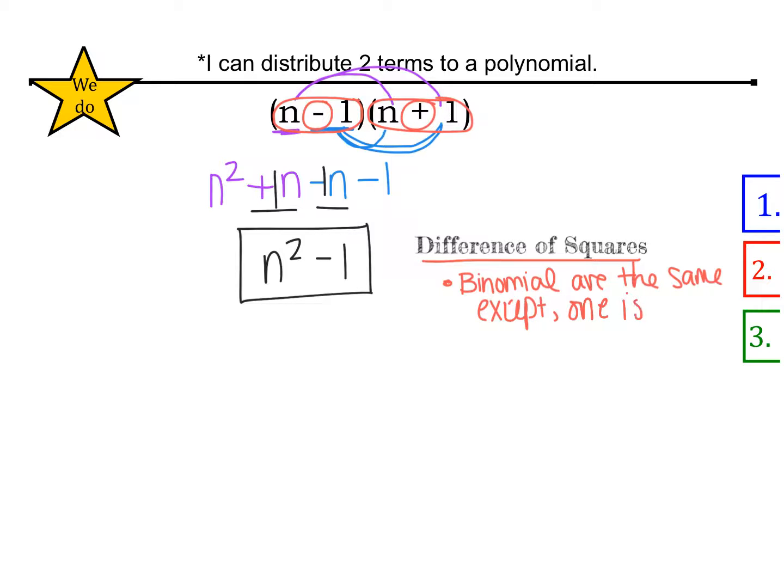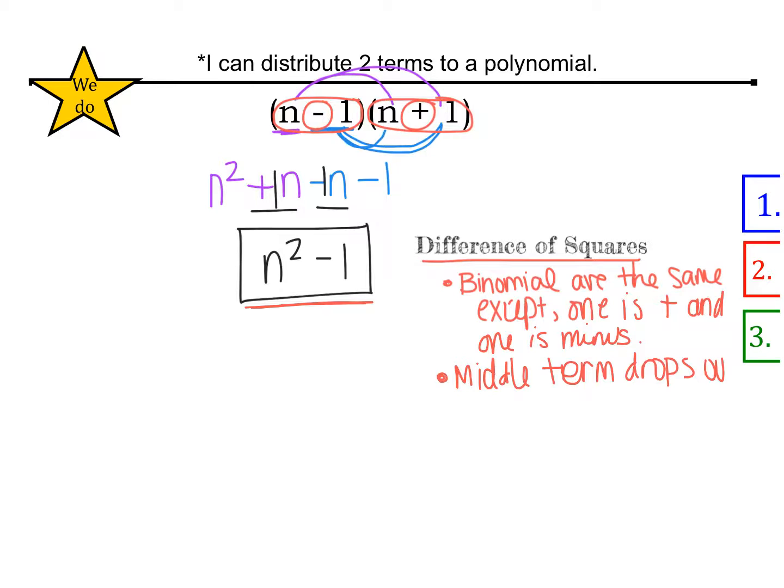One is plus and one is minus. And what's special about that is in the end, my final answer is just two terms because the middle term drops out. And the reason that it drops out is because I'm multiplying the exact same values, except for one ends up being plus that value and one ends up being minus that value, and those will always cancel.